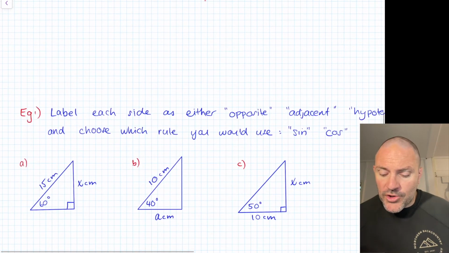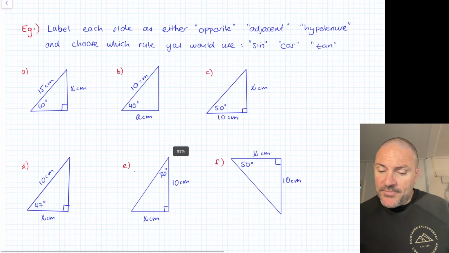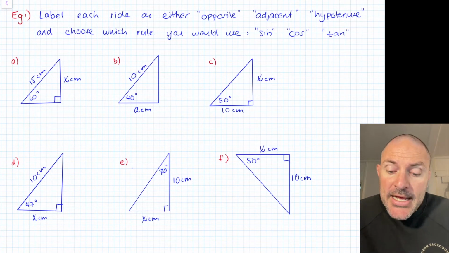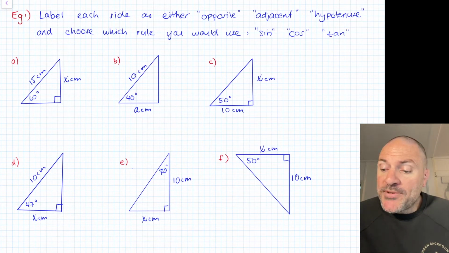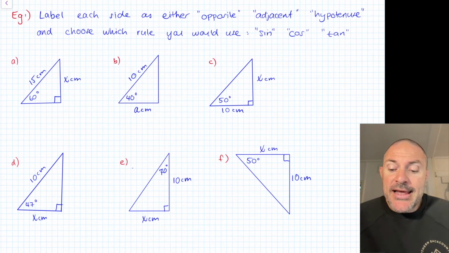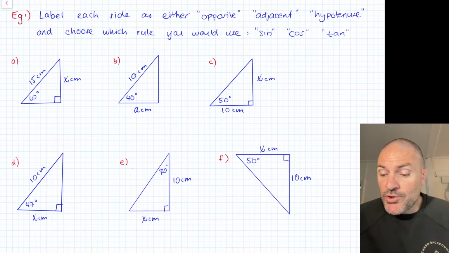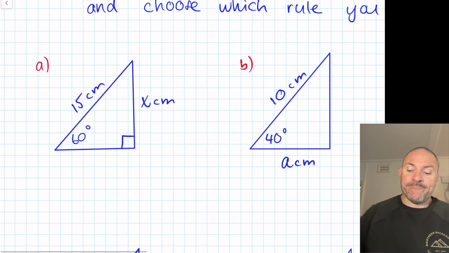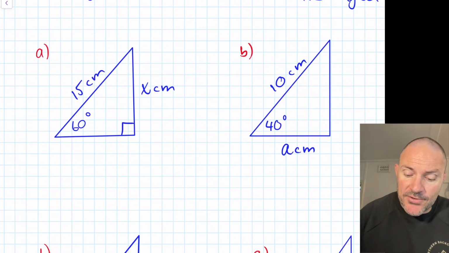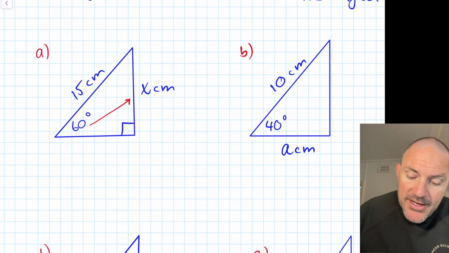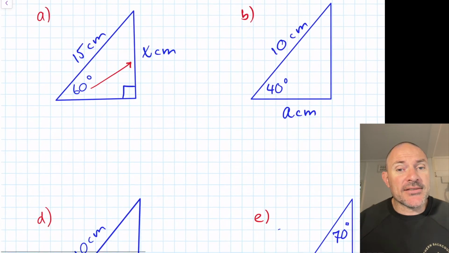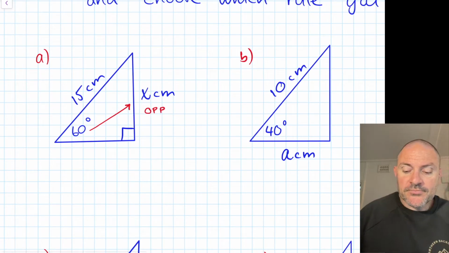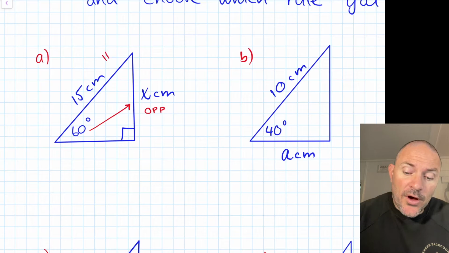So what do I want you to be able to do today? Well, these are the 6 questions that we're going to be solving. Label each side as either opposite, adjacent, or hypotenuse, and then choose which rule you would use. We're going to go through these together. The very first one, in regards to the 60 degrees we have been given, is that opposite or is that adjacent? Hopefully you can see that is the opposite side. The 15 would be the hypotenuse.